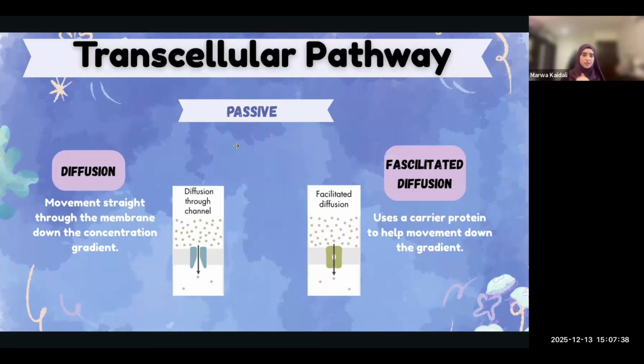Now passive is further divided into diffusion and facilitated diffusion. Diffusion, as you already know, is when an ion is just going to diffuse across a membrane. And facilitated diffusion is when an ion is going to use a carrier protein to diffuse across a membrane. So it's facilitated basically. It gets help from a carrier protein. So this is passive transport for the transcellular pathway.